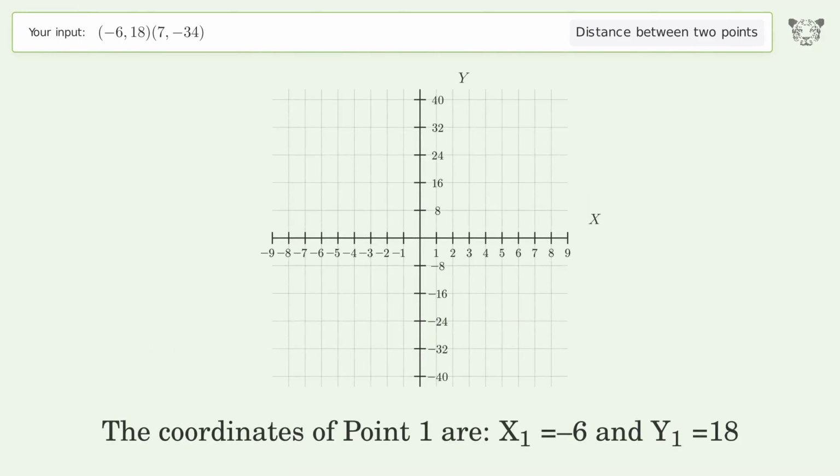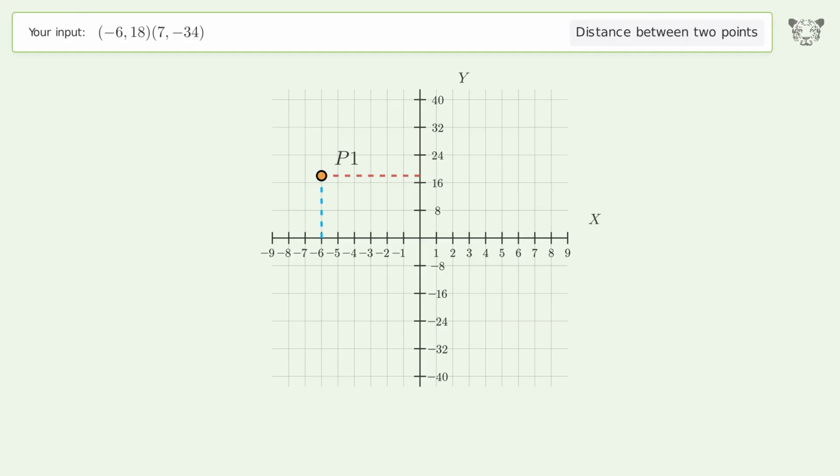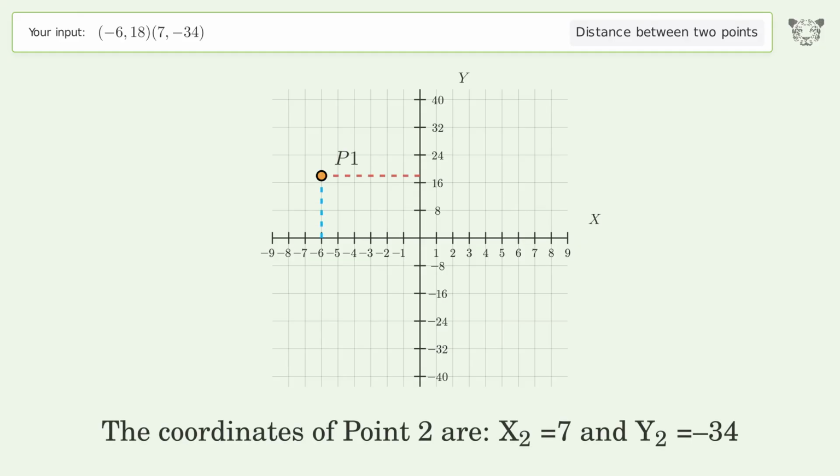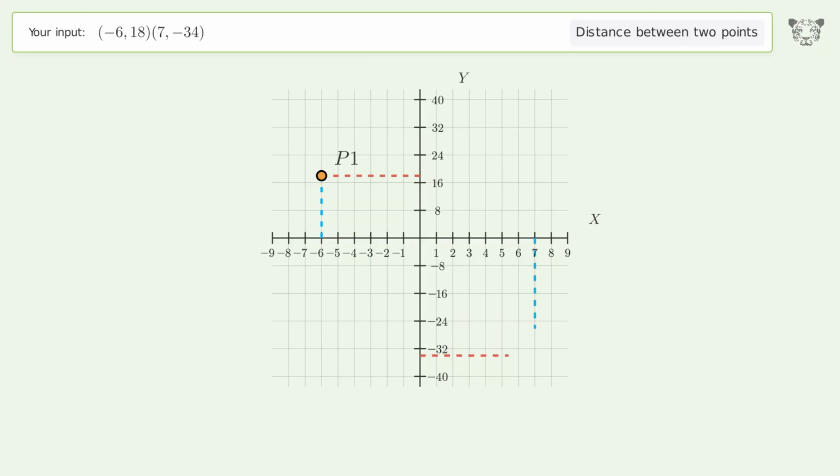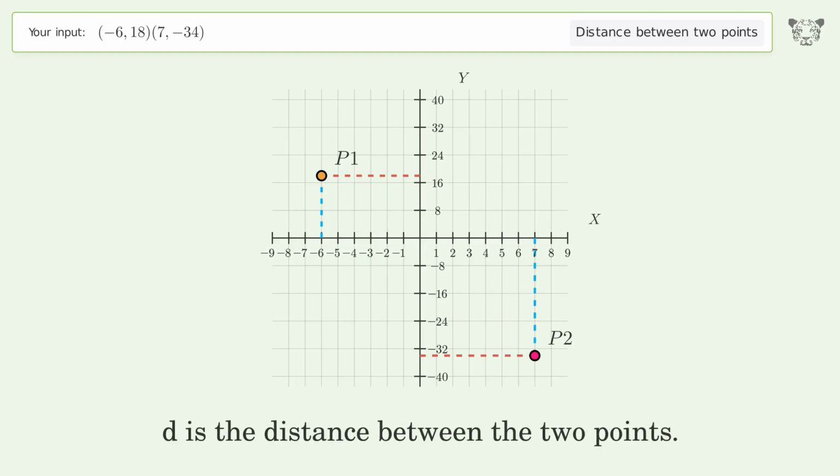The coordinates of point 1 are x1 equals -6 and y1 equals 18. The coordinates of point 2 are x2 equals 7 and y2 equals -34. D is the distance between the 2 points.